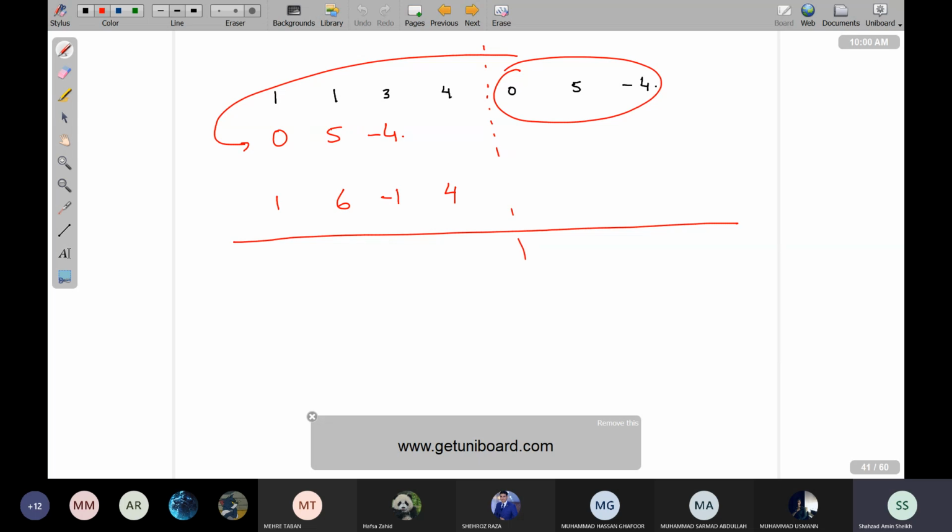methodology behind it? अब by taking FFT of x of n and h of n and multiplying, getting X of k and H of k, and then taking the IFFT, we get 1, 1, 6, minus 1 and 4, which is in fact the circular convolution. But we need the result of linear convolution, which is written in black, 1, 1, 3, 4, 0, 5, minus 4.